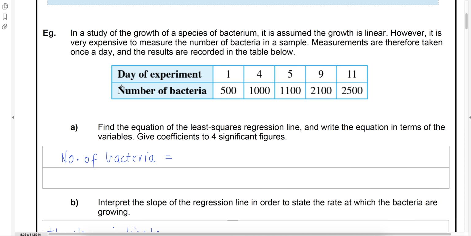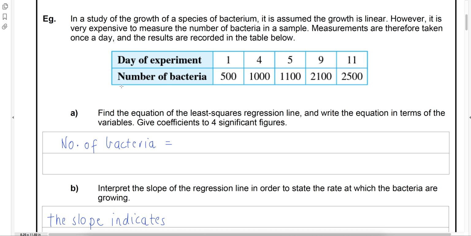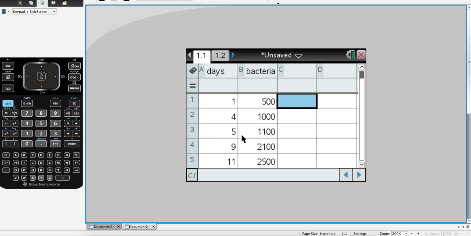Here we have some data. We want the least squares regression line to begin with. That's part A. We're going to write the coefficients to 4 significant figures. So I'll go to my calculator. I have already entered this data in. There it is there.